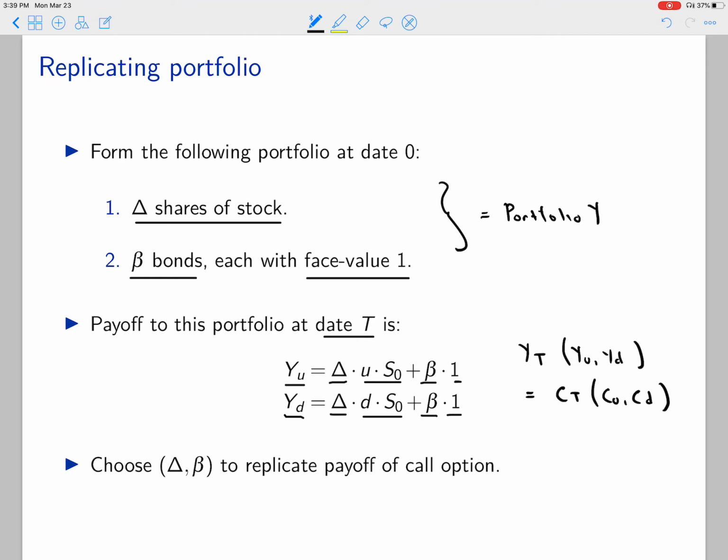Okay, so how are we going to get this portfolio Y to match the payoffs of the call option at date T? What we're going to do is strategically choose the delta shares and the beta bonds that we buy. That is, we're going to choose a portfolio delta, beta such that the portfolio is constructed to perfectly replicate the payoff of the call option. We'll then apply the law of one price after that point.